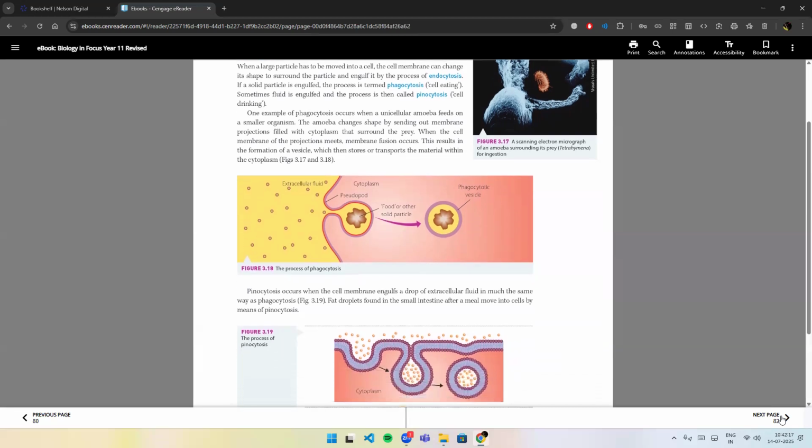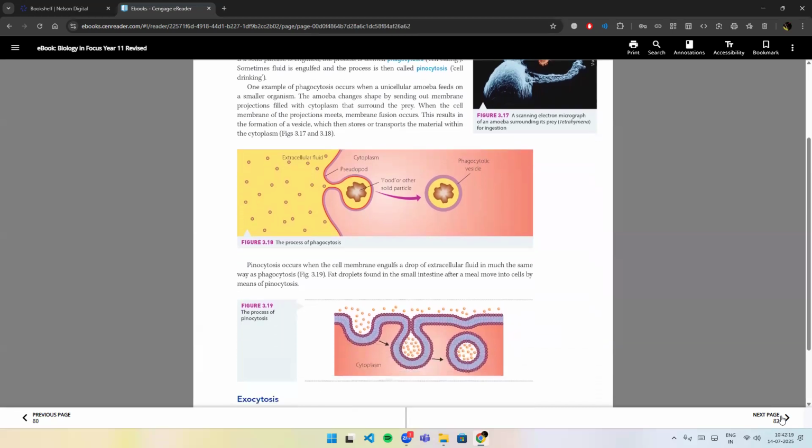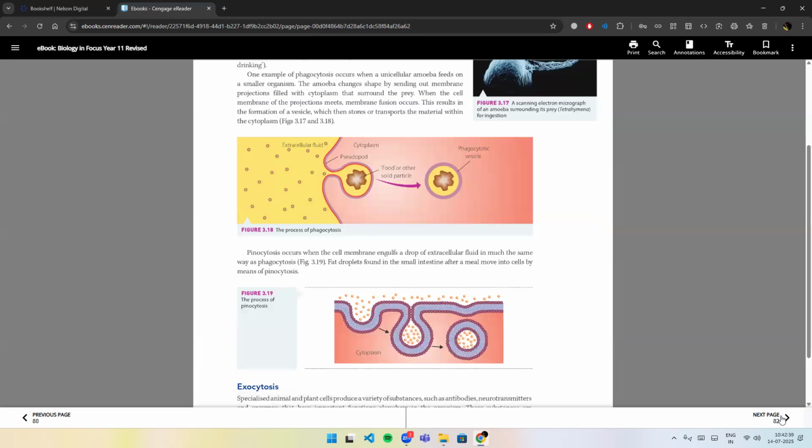One example of phagocytosis occurs when a unicellular amoeba feeds on a smaller organism. The amoeba changes shape by sending out membrane projections filled with cytoplasm that surround the prey. When the cell membrane of the projections meet, membrane fusion occurs. This results in the formation of a vesicle, which then stores or transports the material within the cytoplasm.